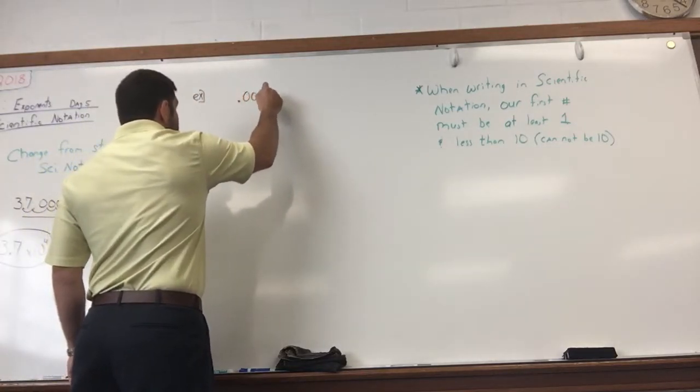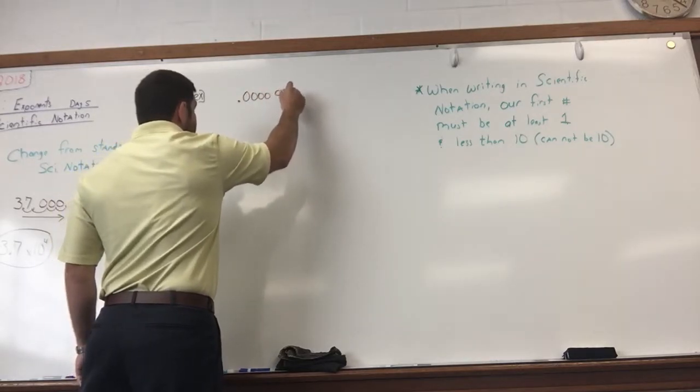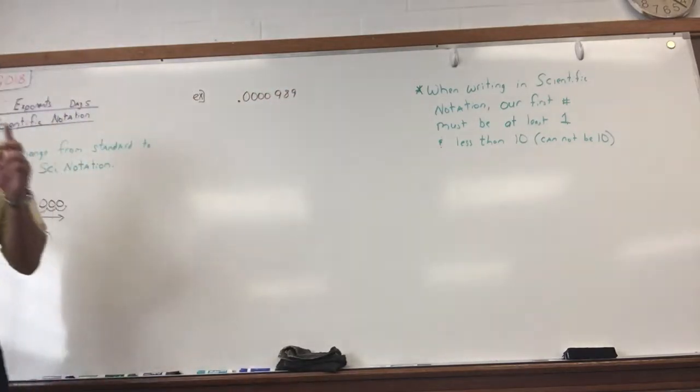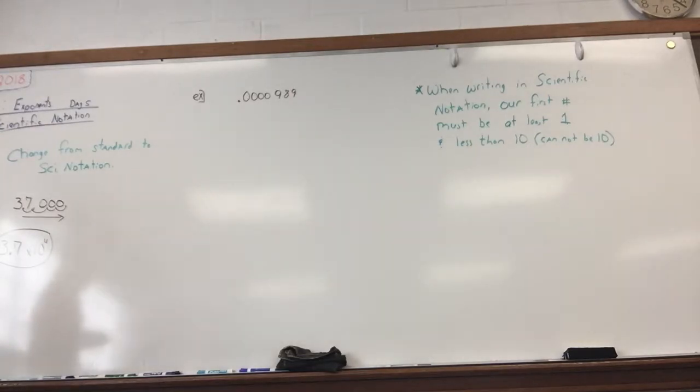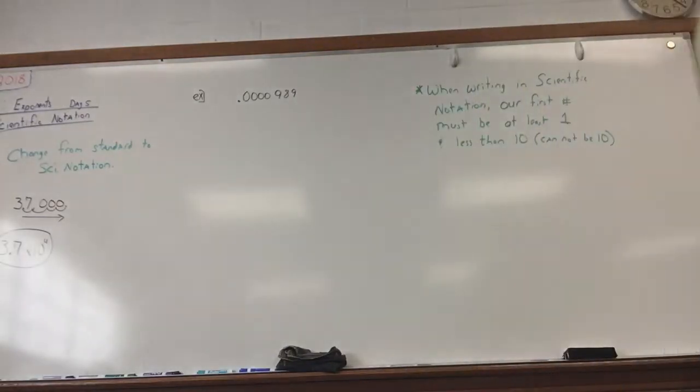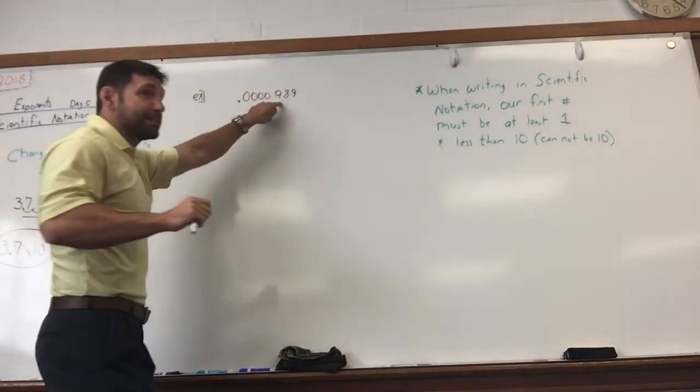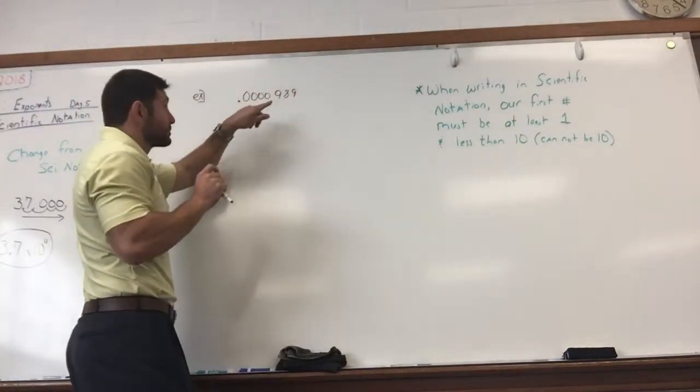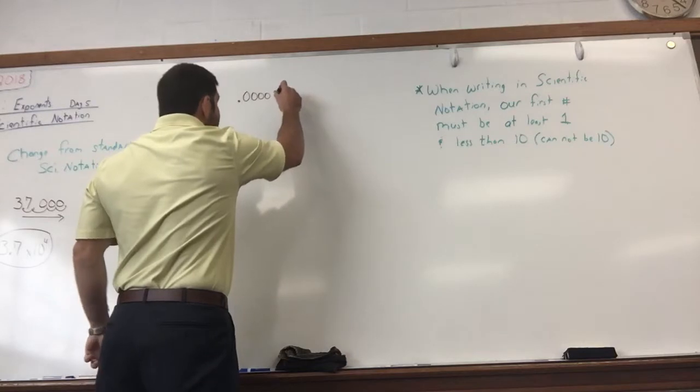0.0000989. Okay, we've gotten a little bit trickier. The first question says, I need to figure out my first number. What does my first number need to be to put it into scientific notation? Maddie? 9. But which 9 are you talking about? This 9 or this 9? The first 9. This 9. So I need to have that as my first number.